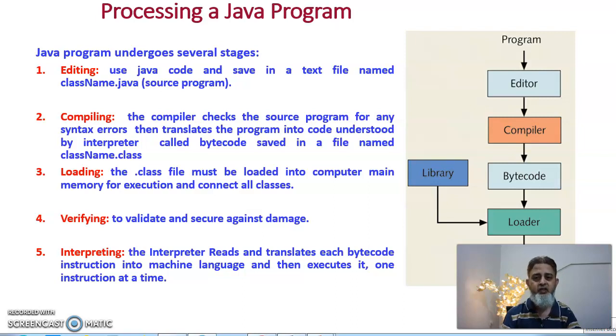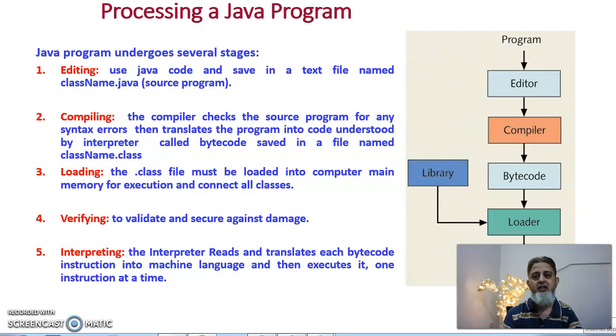And the final step is interpreting. The interpreter will read and translate each of the bytecode instructions into machine language and then execute it one instruction at a time. So this is how Java programs are processed, following these 5 important stages.